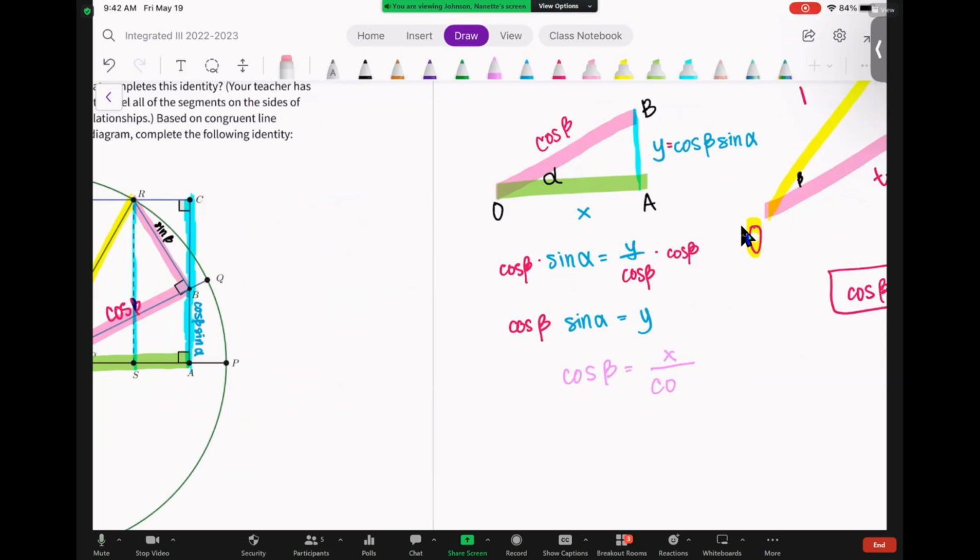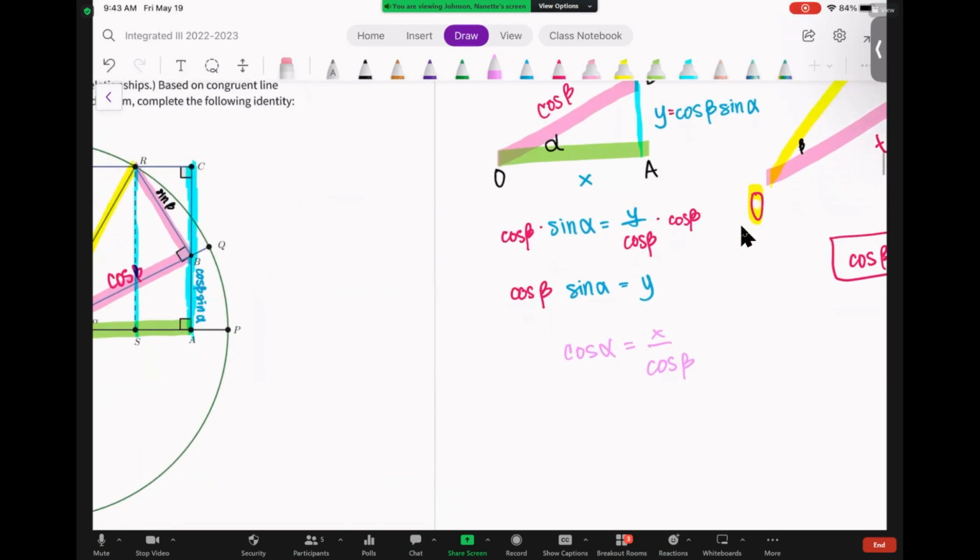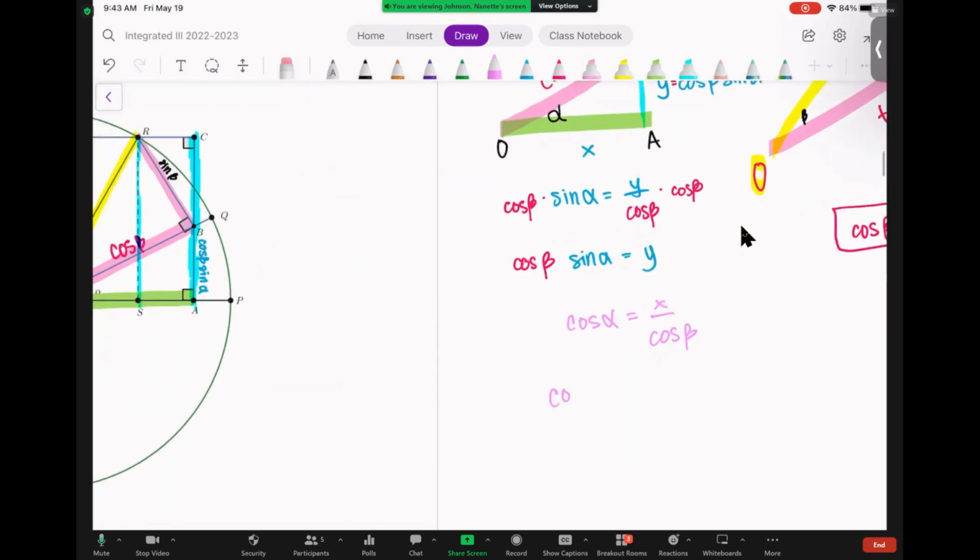Wait, I did this wrong. Sorry. Let's try this again. This is cosine of alpha. Cosine of alpha equals x over cosine beta. And of course you would multiply by cosine beta on each side. So then you get cosine beta times cosine alpha equals x.